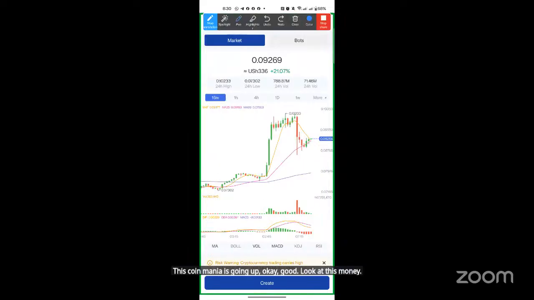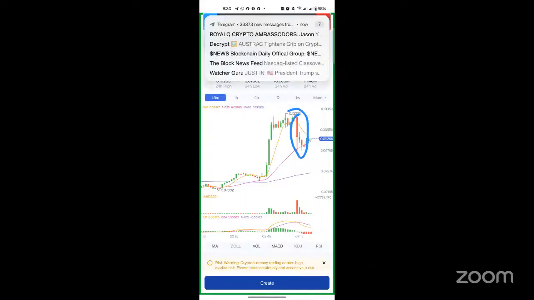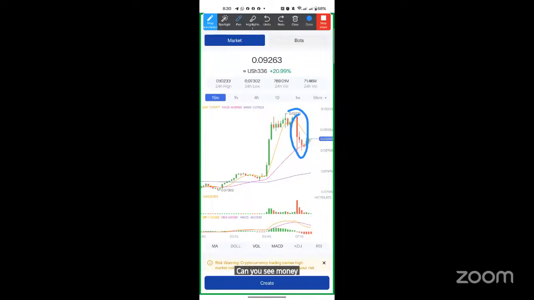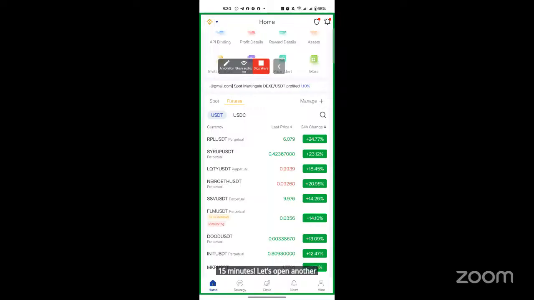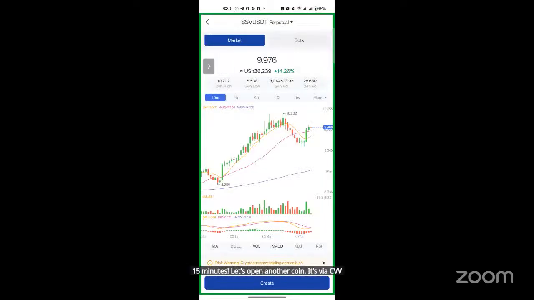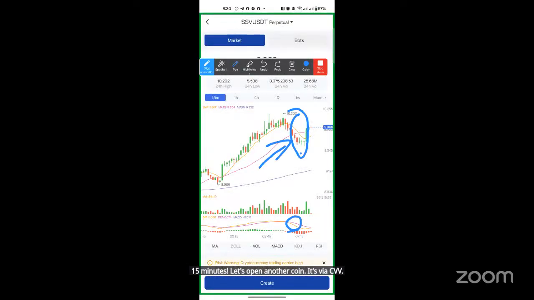Can you see money? Give me a yes if you can see money. This is money. Did the cross happen? Yes. That is money. 15 minutes. Let's open another coin. Do you see money? This is money.